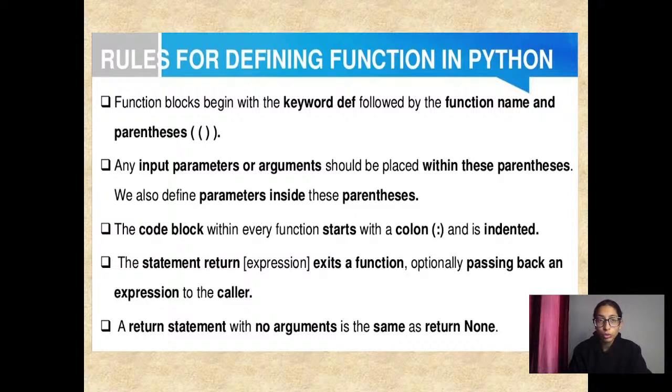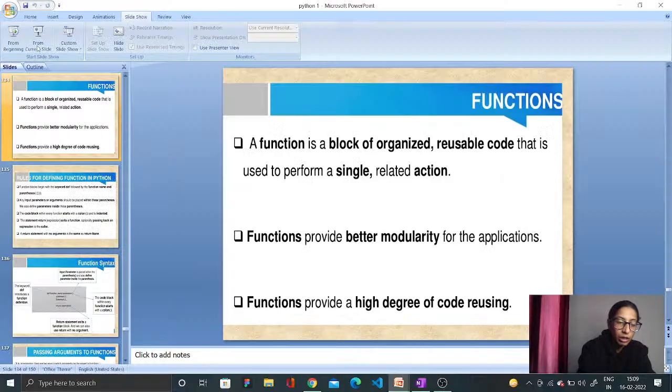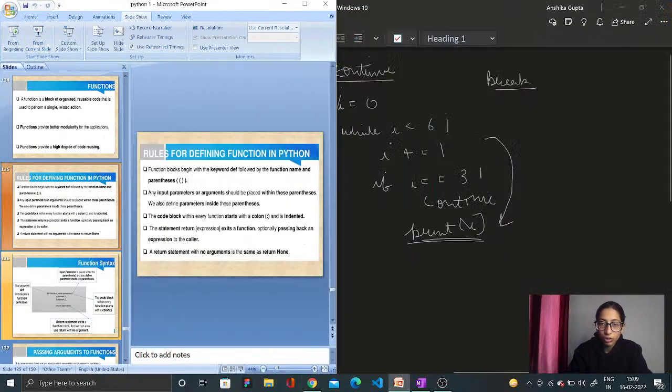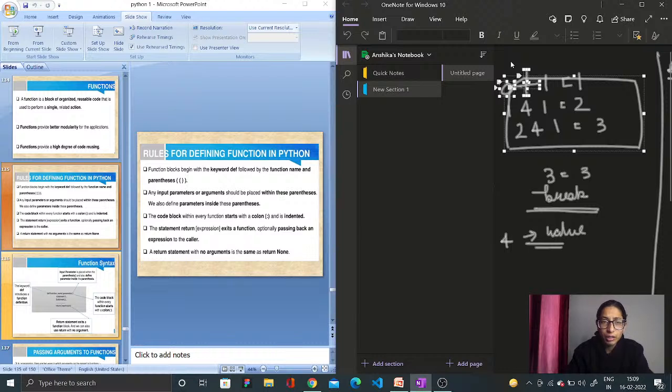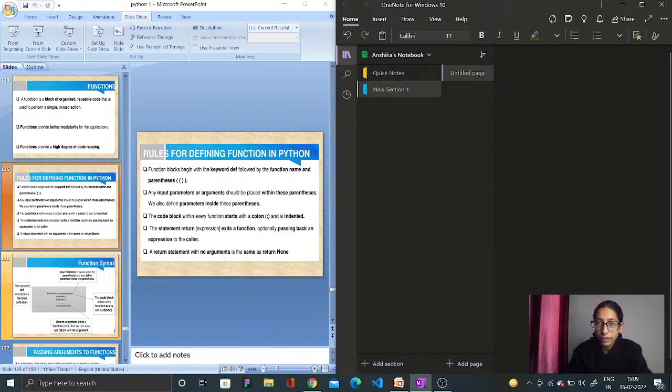But before that, let us know the rules of defining a function in Python. The first rule: defining a function in Python always begins with the keyword def, followed by a function name and parentheses, correct? Whenever we declare a function or any basic modularity, it always depends upon def. That is the way we begin the code.